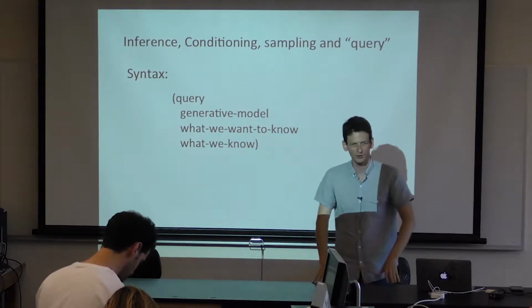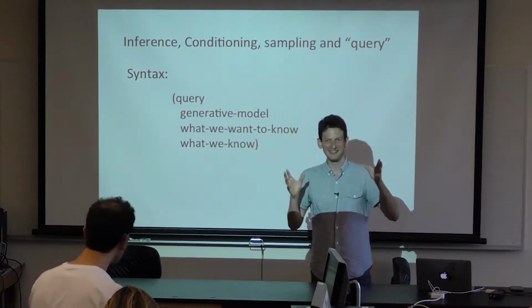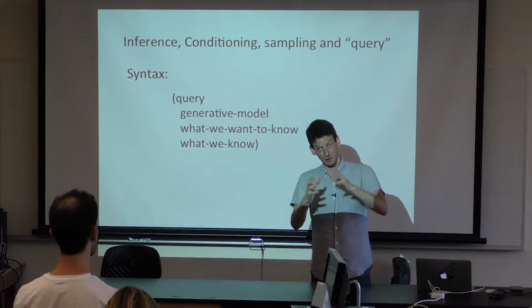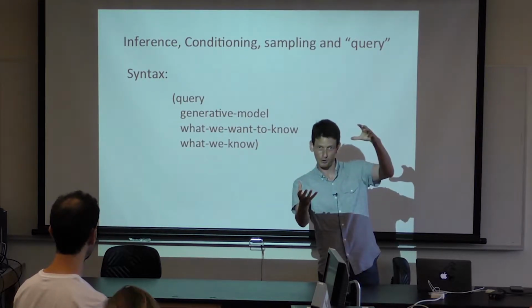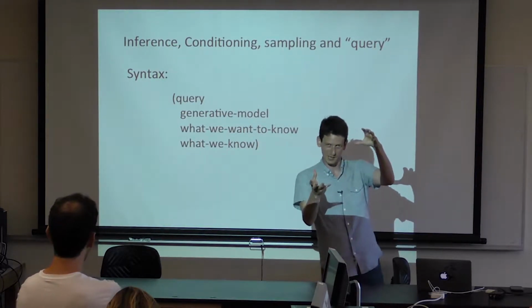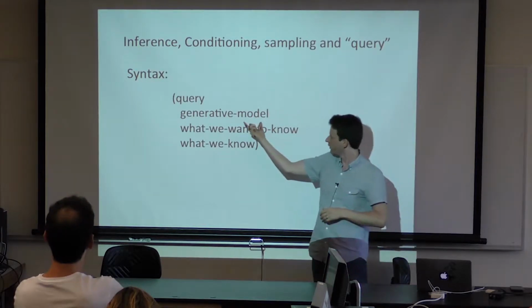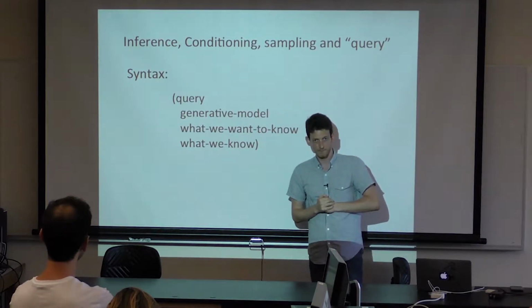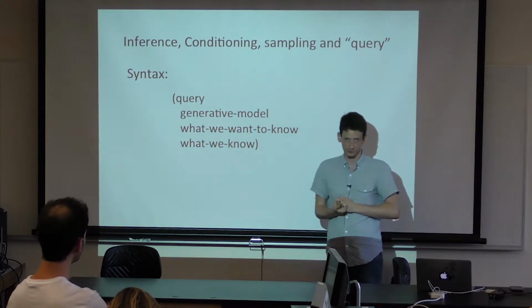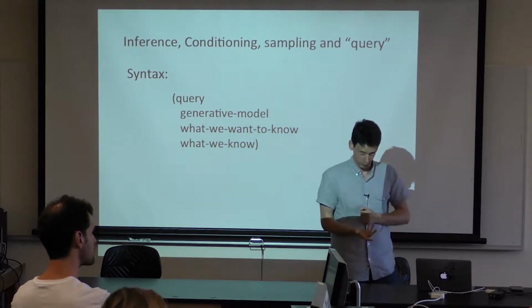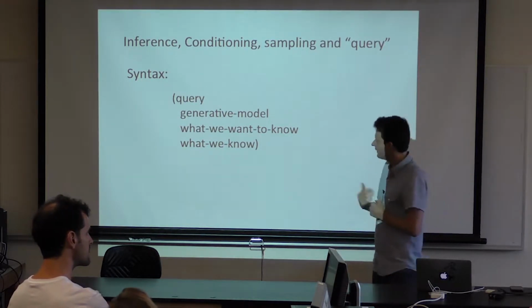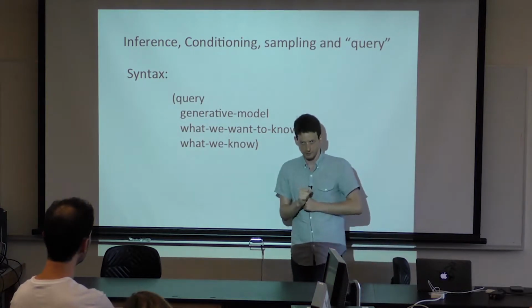Okay? Remember how we talked earlier, I was trying to hammer it home, that anything that you write down in Church is actually a probability distribution, right? You write down the program and you run it an infinite number of times and you get some distribution. Your generative model describes a particular distribution. If you condition that model on something, you get a different distribution, okay? And that different distribution is now what you're going to sample from.